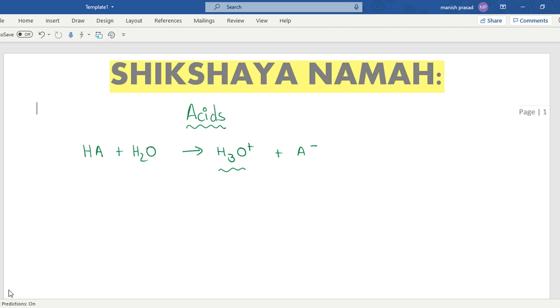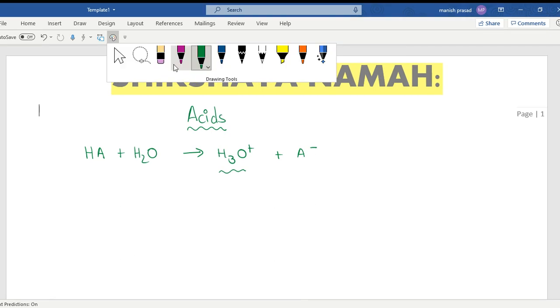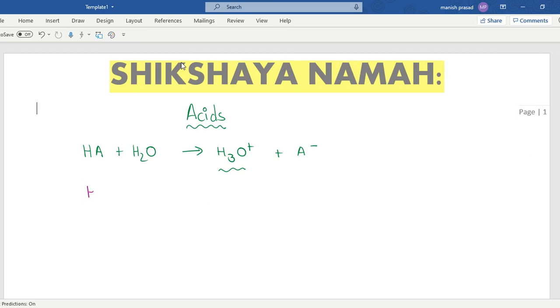Now, how does this hydronium ion come about? Hydronium ion comes when HA, that is the acid, breaks down to give us H positive and A negative. And this H positive, when it combines with water, gives us H3O positive. So this is the basic idea of an acid. Clear?